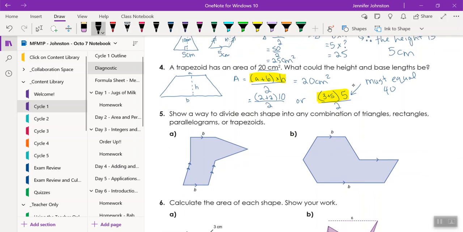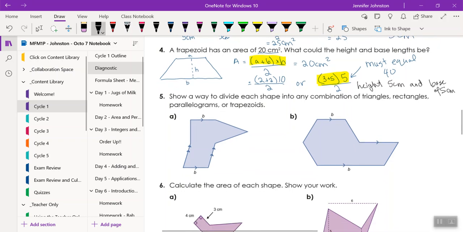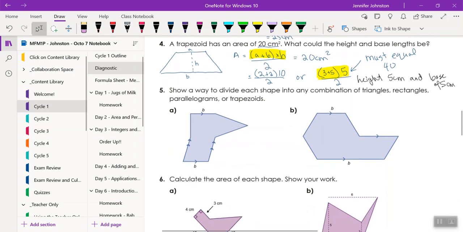For this last one, the height is 5 centimeters. We have a height of 5 centimeters and a base of 5 centimeters as well. And then the top would be 3. All right, they only asked for the height and the base. Okay, so question number 5.